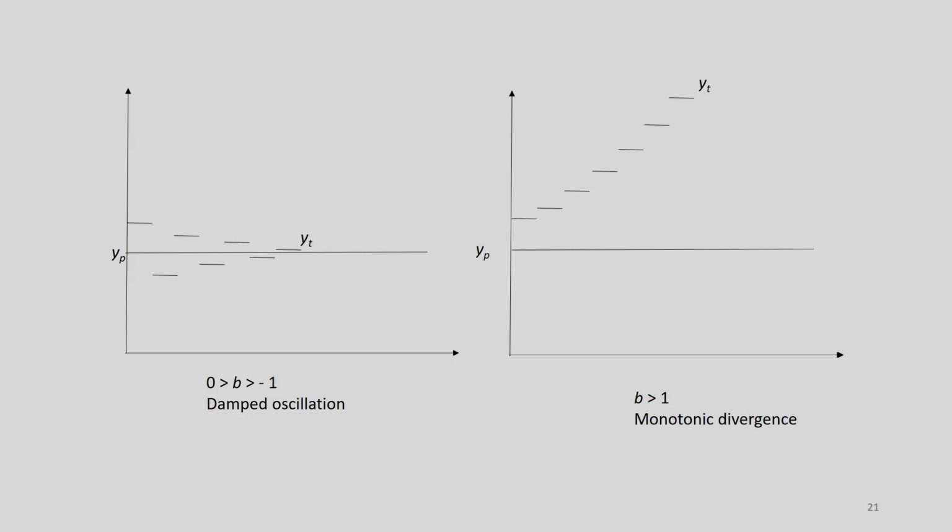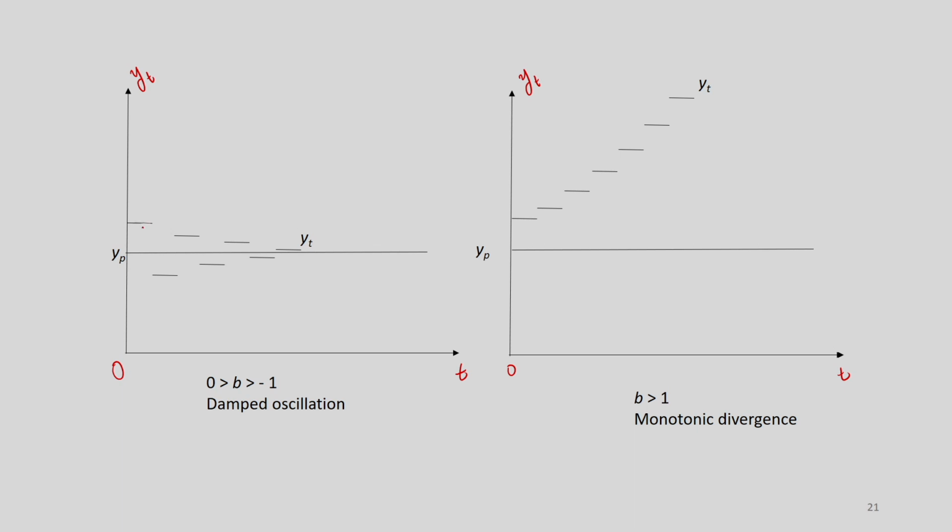Now, I promised that I will show some diagrams about this movement of y t. Here you have time on the horizontal axis, and on the vertical axis y t is represented. In both these diagrams, on the left hand side panel and the right hand side panel, I have demarcated y p. Y p is the intertemporal equilibrium value of y. Question is, do we approach y p as t changes? In the first case we do.